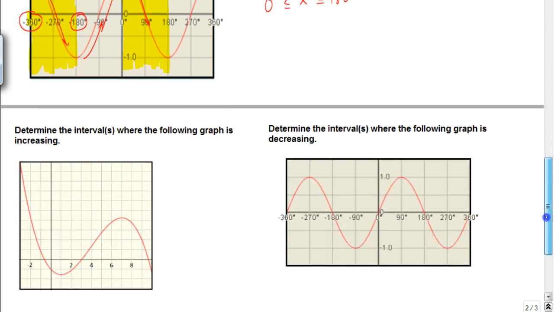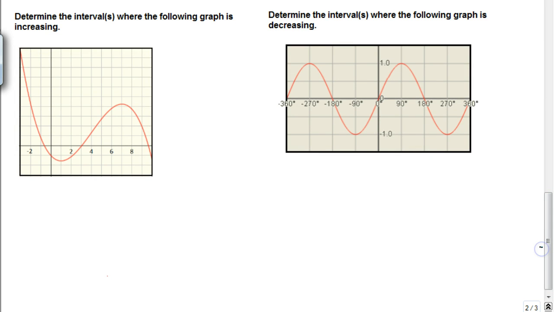So now I want you to try these that we saw a second ago. I want you to go ahead and attempt these two on your own. So why don't you pause the video and hit play when you're ready to check your answer.